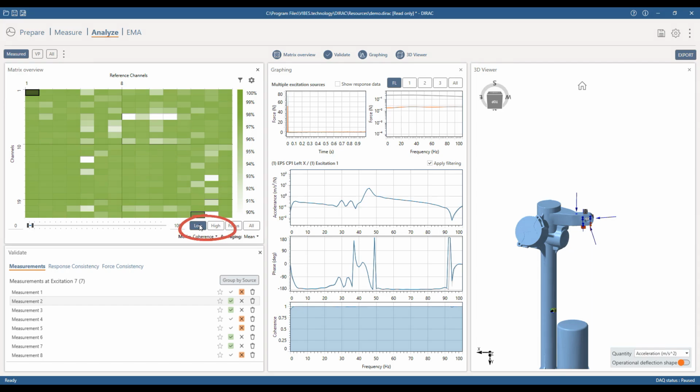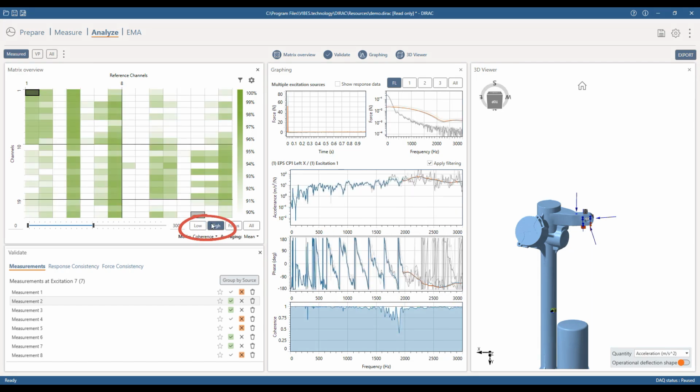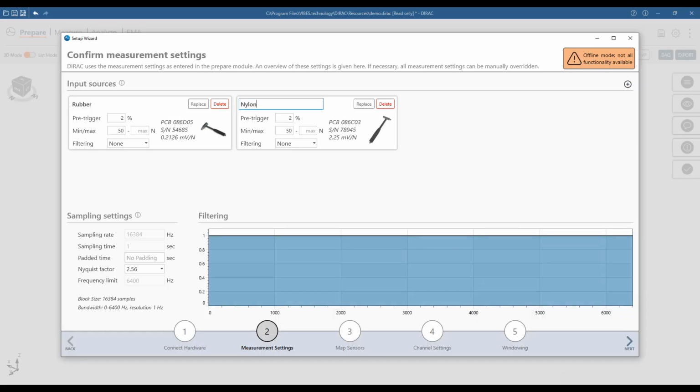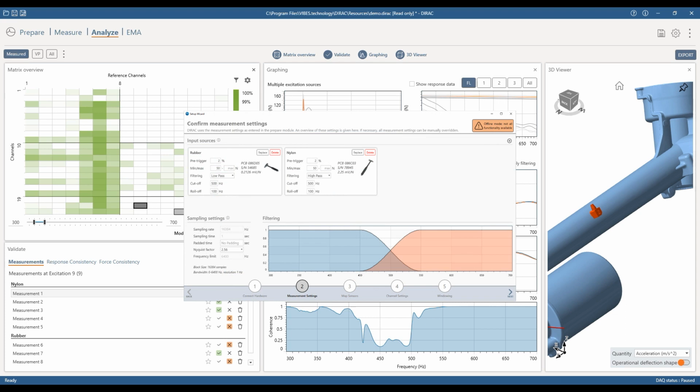If the coherence is low for the high or low frequencies, consider adding an input source with different hammer tip. When you use multiple input sources, also remember to check the coherence in the merging range. If the coherence drops in this frequency range, either the impacts with the two hammers were not similar and need to be repeated, or the cutoff and roll of frequencies need to be adjusted.